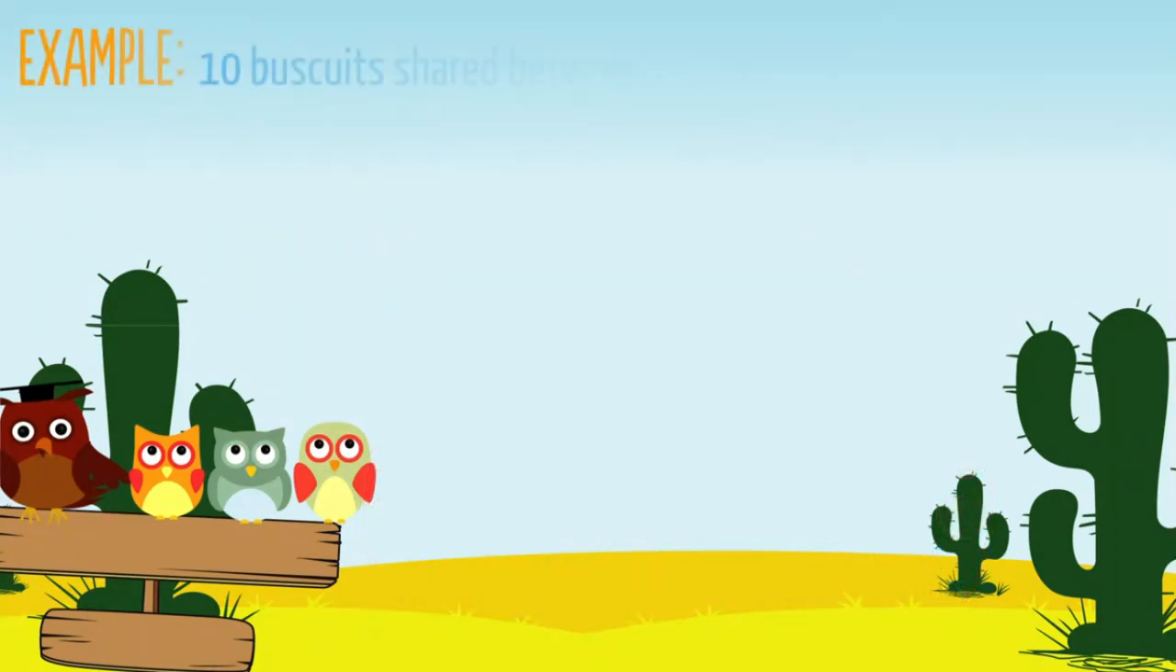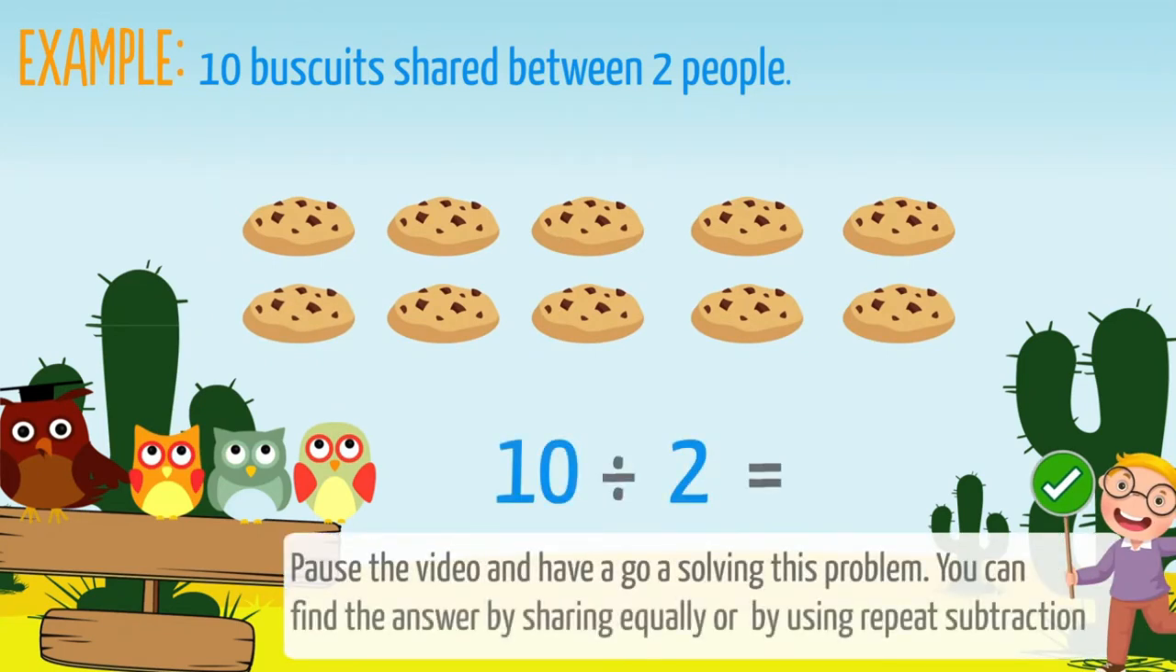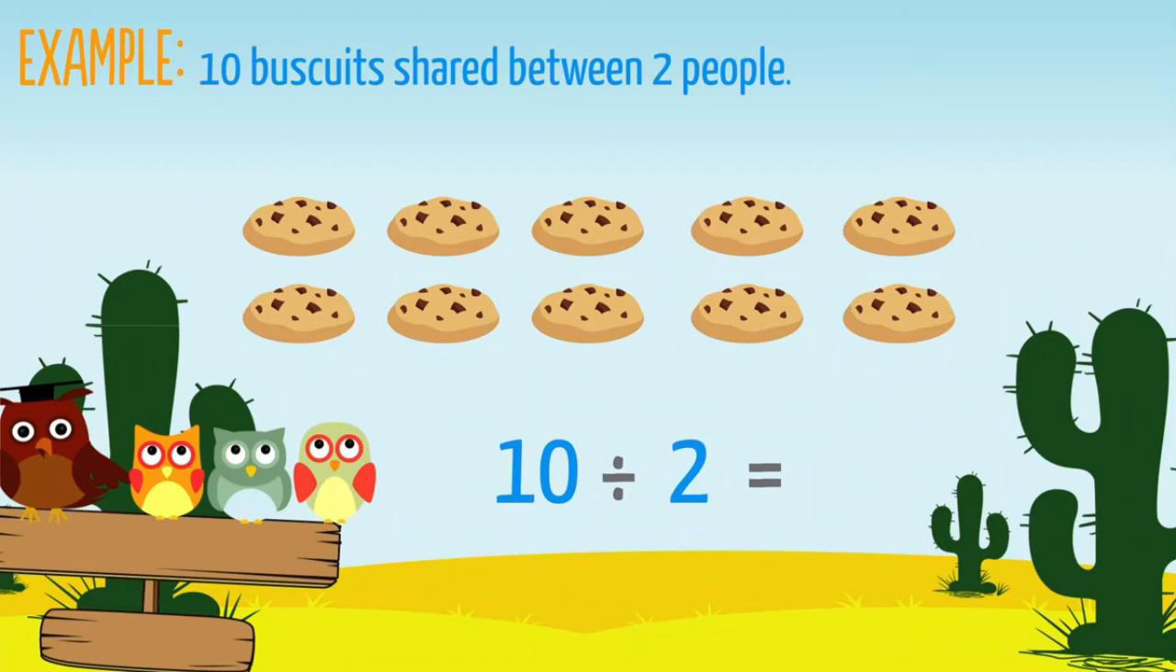10 biscuits shared between 2 people. Pause the video and have a go at solving this problem. You can find the answer by sharing equally or by using repeated subtraction. Count how many times you circled 2.